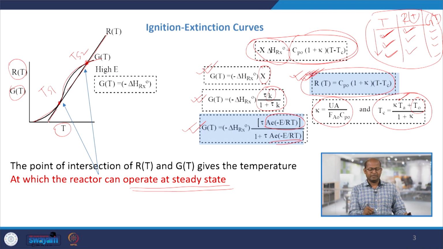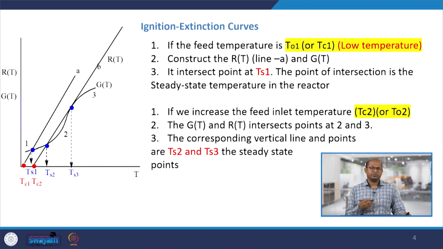Now the ignition-extinction curves will be developed from this particular profile or graph. Here this is Ta or Tc, or the temperature T0, the temperature at which the feed is entering. Once the reaction progresses inside the reactor, these two temperatures are possible; these are the steady state temperatures at which we can operate the reactor. Now, one by one we will discuss and develop the ignition-extinction curves for any reaction, and after that we will take one example and discuss it.